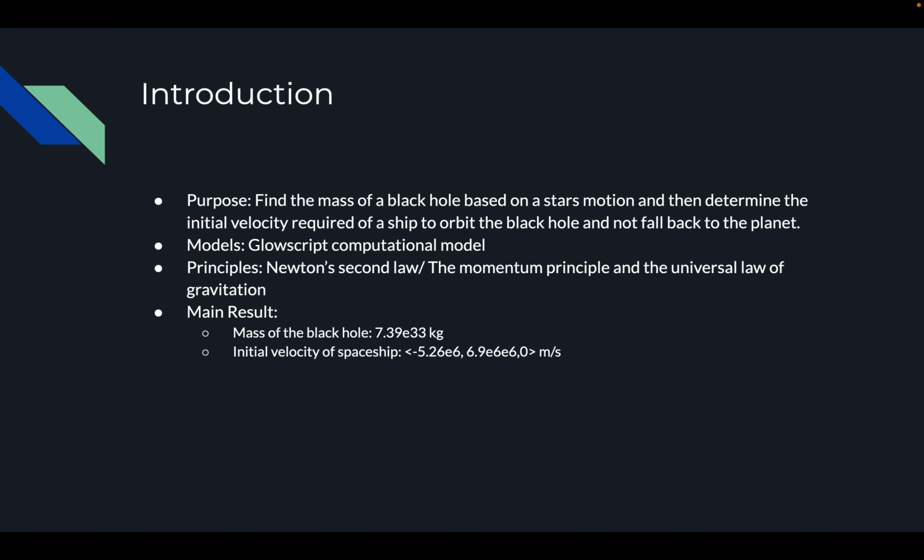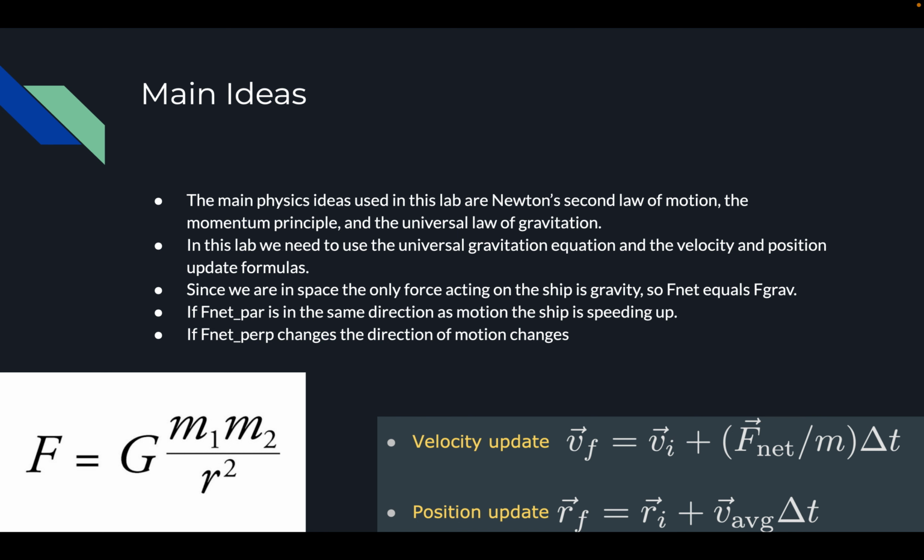The main ideas used in this lab are Newton's second law of motion, the momentum principle, and the universal law of gravitation. In this lab, we need to use the universal gravitation equation and the velocity and position update formulas. Since we are in space, the only force acting on the ship is gravity, so F net equals F grav. If F net parallel is in the same direction as the motion, the ship is speeding up, and if F net perpendicular changes, the direction of motion changes.